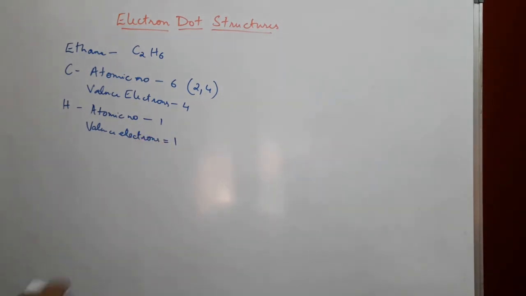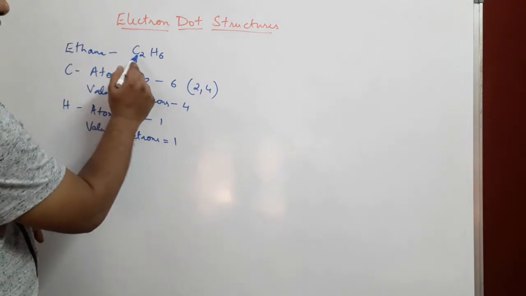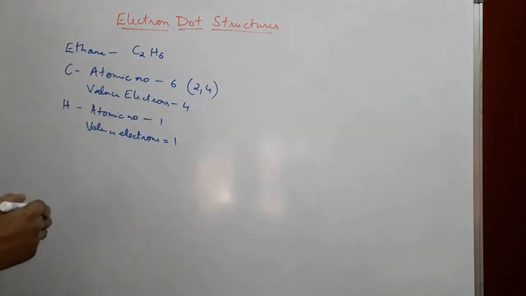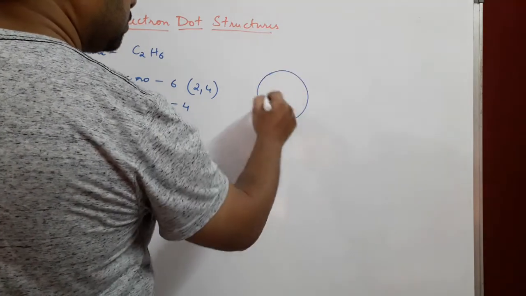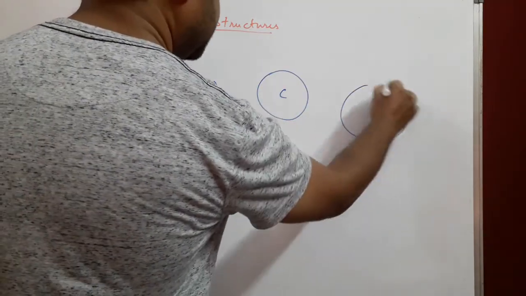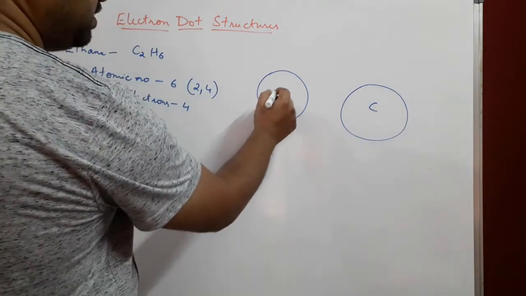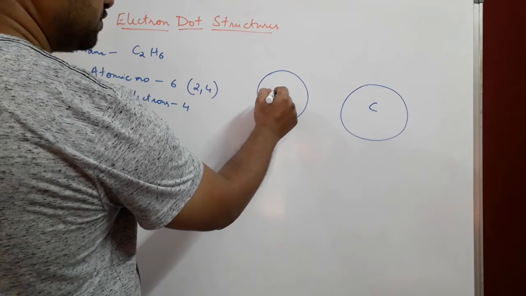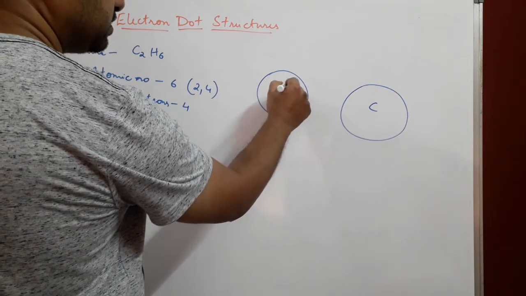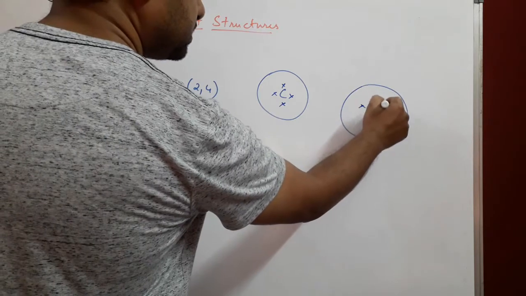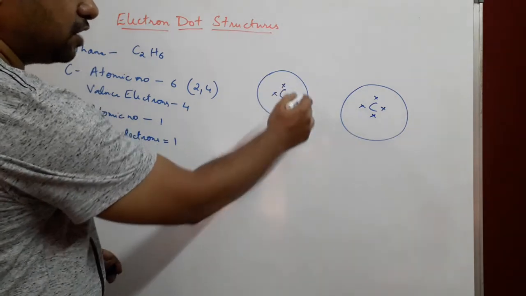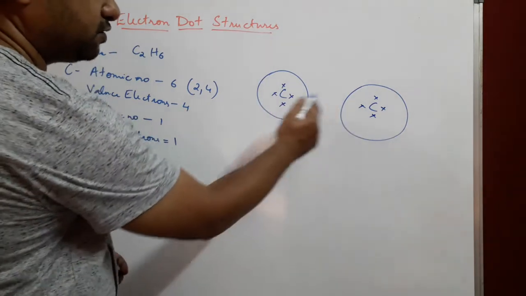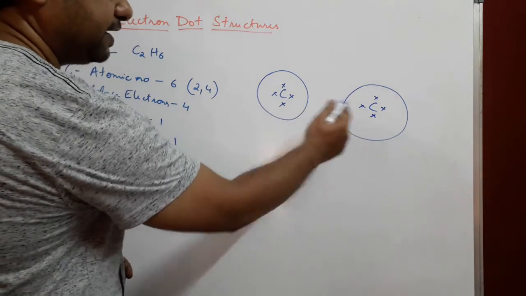Okay, now we see that there are 2 atoms of carbon and 6 atoms of hydrogen. So how do we write that? In case of ethane, we have 1 atom of carbon and another atom of carbon, each having 4 electrons in the outermost shell. So we'll mark this as X, X, X and X, and here we have X, X, X, X. These X's resemble the electrons in the outermost shell of the carbon atom. Since we are taking 2 carbon atoms, we have a total of 8 electrons.